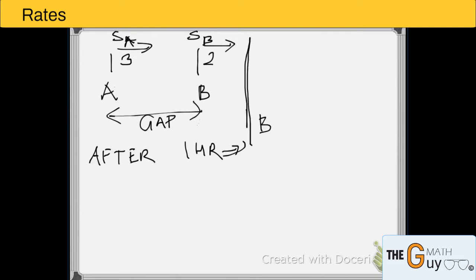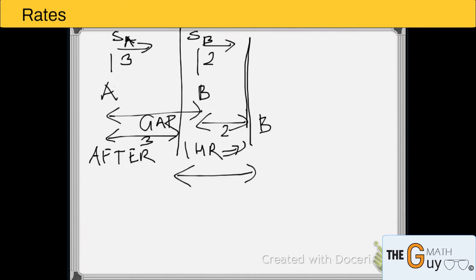That's B's location. So B would have traveled 2 kilometers, and A would be somewhere here. Sorry for the messy drawing. A would have traveled 3 kilometers. Okay, so what would be the new distance between A and B? This would be gap minus 1.